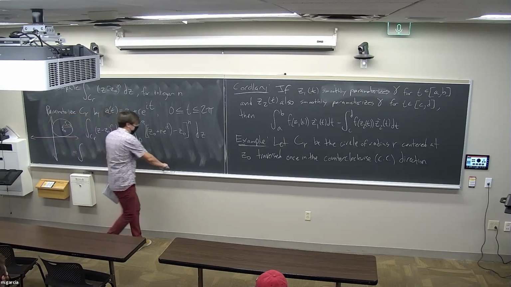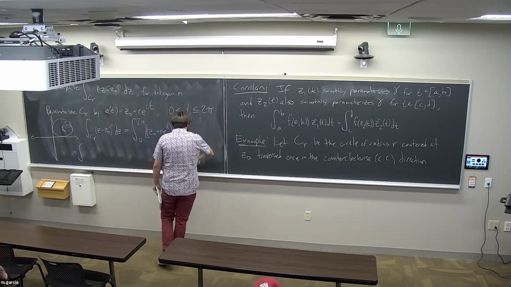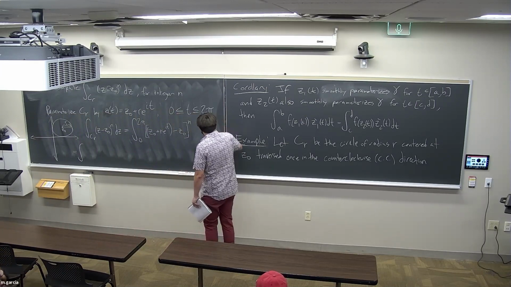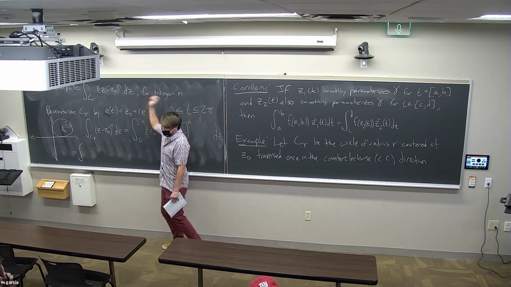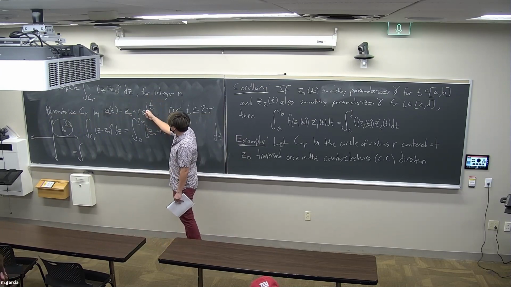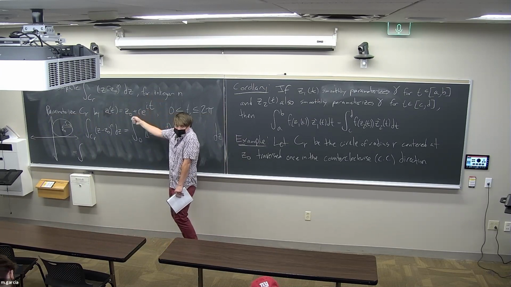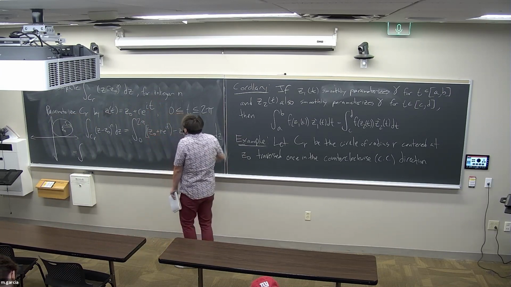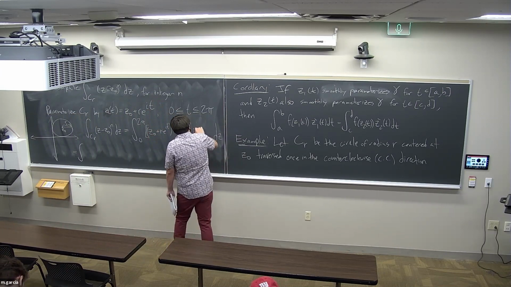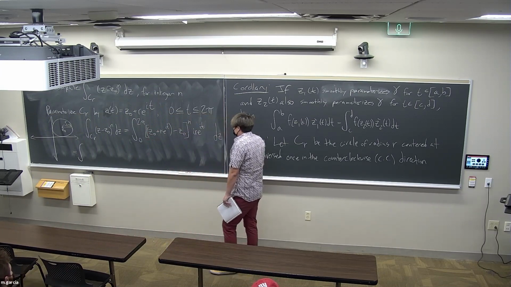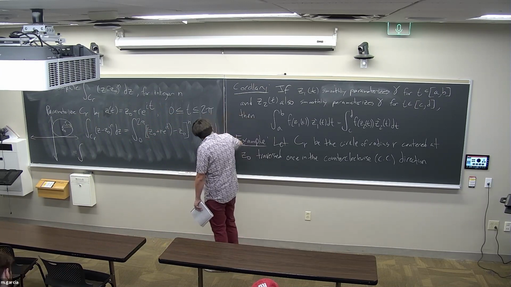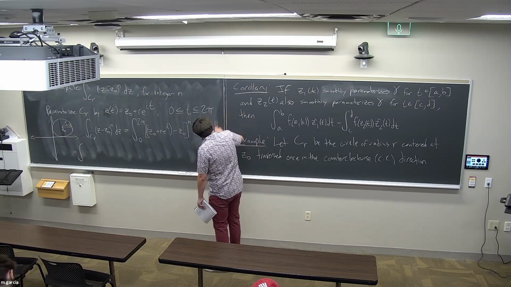Thanks. What's the derivative of our parameterization? I r e to the it. Yeah, the constant z naught drops out, and we just use the chain rule to get i times r times e to the it. Good. Easy. And dt, right? Yeah. Good.